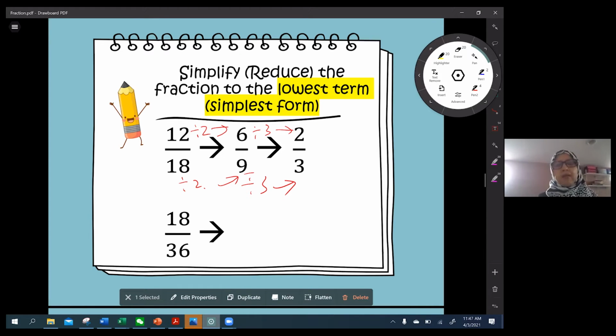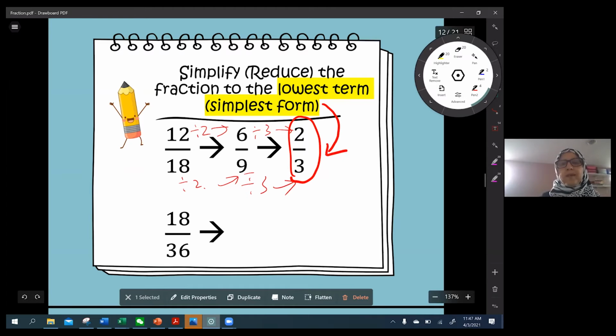So now I can see these two are multiples of 3. So I'm going to go for 3. I have 6 divided by 3 and 9 divided by 3. 6 divided by 3 is 2 and 9 divided by 3 is 3. So they come to prime numbers. Can I reduce this further? No, because they're prime numbers. You cannot really find any factors anymore. So this would be the simplest form or the lowest term.